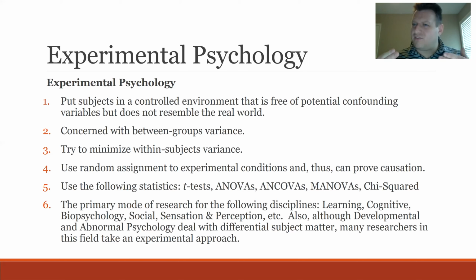But we look at things oftentimes in developmental psychology from an experimental perspective. In abnormal psychology, we do the same thing. This person has an anxiety disorder. This person does not have an anxiety disorder. And we might look at differences between those two. Okay, so that's experimental psychology. And that's the approach that experimental psychologists take.